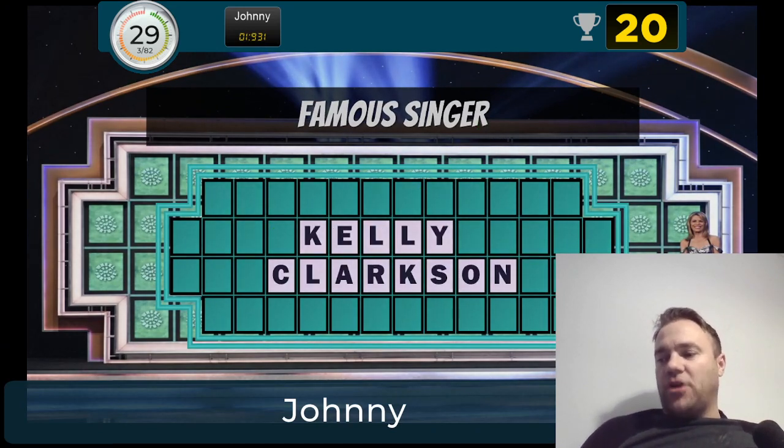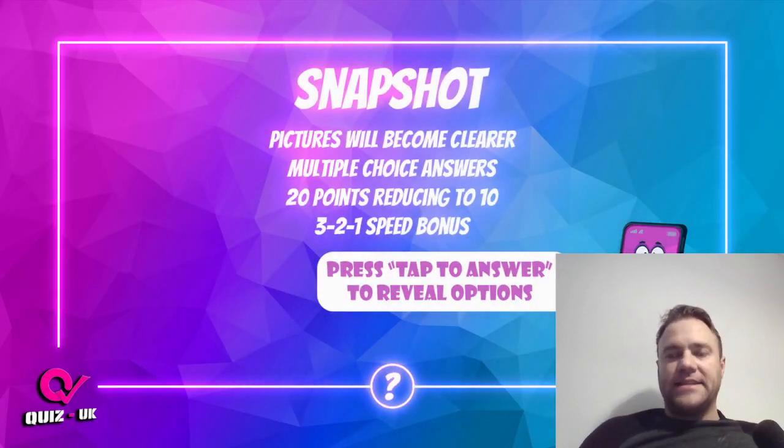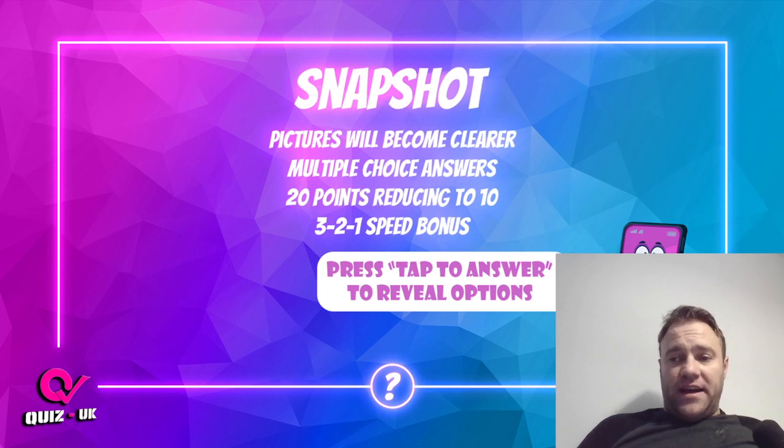Okay, so snapshot is a picture round. This one comes next. So this is how we explain the snapshot picture round. You'll get an image on your device. It starts off distorted. It becomes clearer with time. The quicker you answer, the more points you get. Easy. Press the tap to answer button, which will be at the bottom of the picture. That will get rid of the picture and reveal 3 multiple choice options.